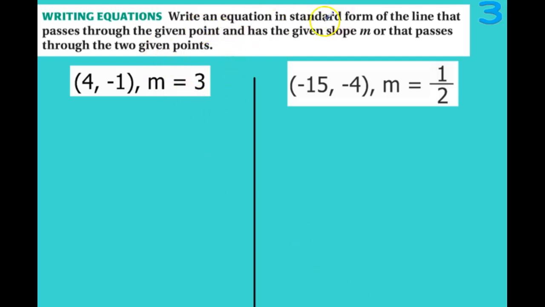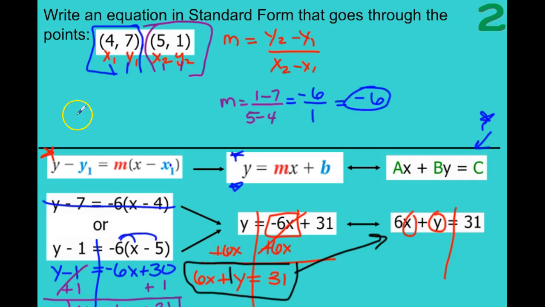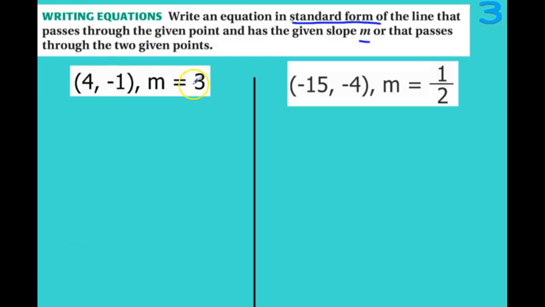This one says write an equation in standard form of the line that passes through the given point and has a slope m. You guys, this is the same. They're just already giving us our slope. So we're going to start with point-slope form because we have a point and a slope. And I'm going to plug it into my point-slope form.